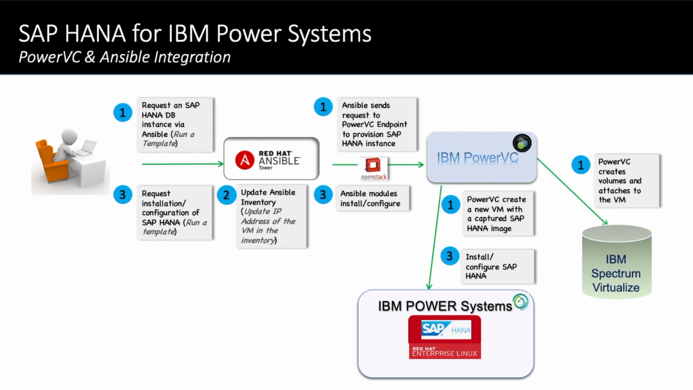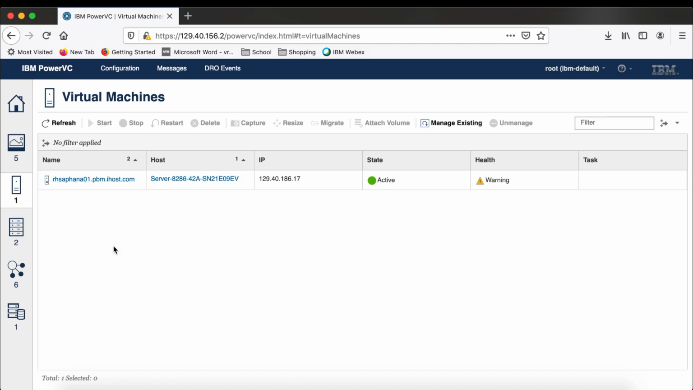Then I'm going to update the Ansible inventory with the IP address for that VM, and I'm going to request another template from Ansible to install and configure SAP HANA. This request will be sent again to IBM PowerVC from Ansible via OpenStack to install and configure the SAP application on the VM that has been deployed. So let's switch to the demo and see how this all works.